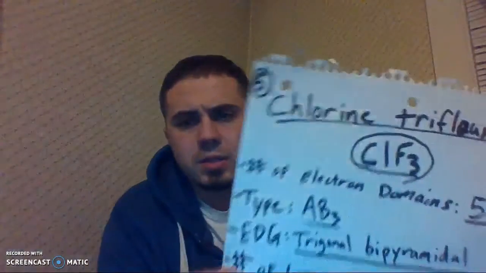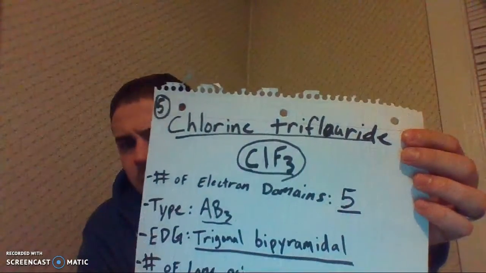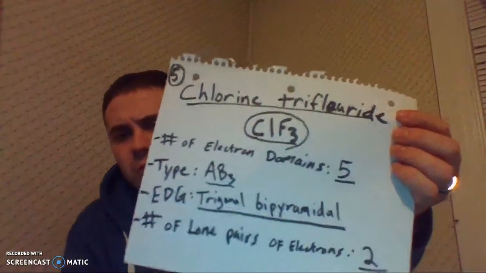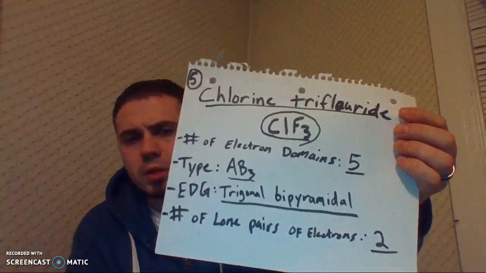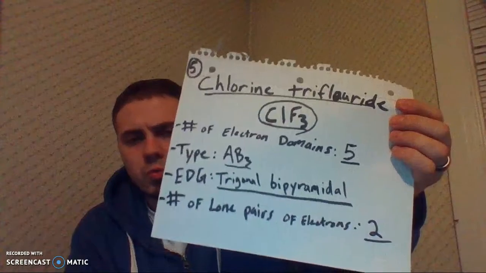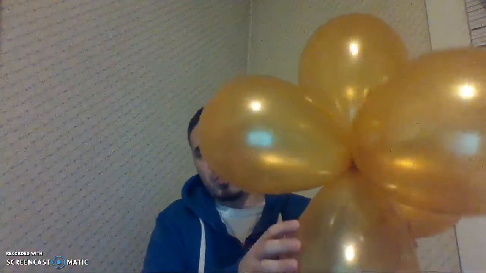Another example of the trigonal bipyramidal is chlorine trifluoride, which is ClF3, and that again has 5 domains, but it is an AB3. It has 2 lone pairs of electrons, but again giving that same shape. The actual molecular geometry of it will change, but this is the same shape that those electrons and bonds will create. The difference is it's the AB3 and it has 2 lone pairs of electrons.